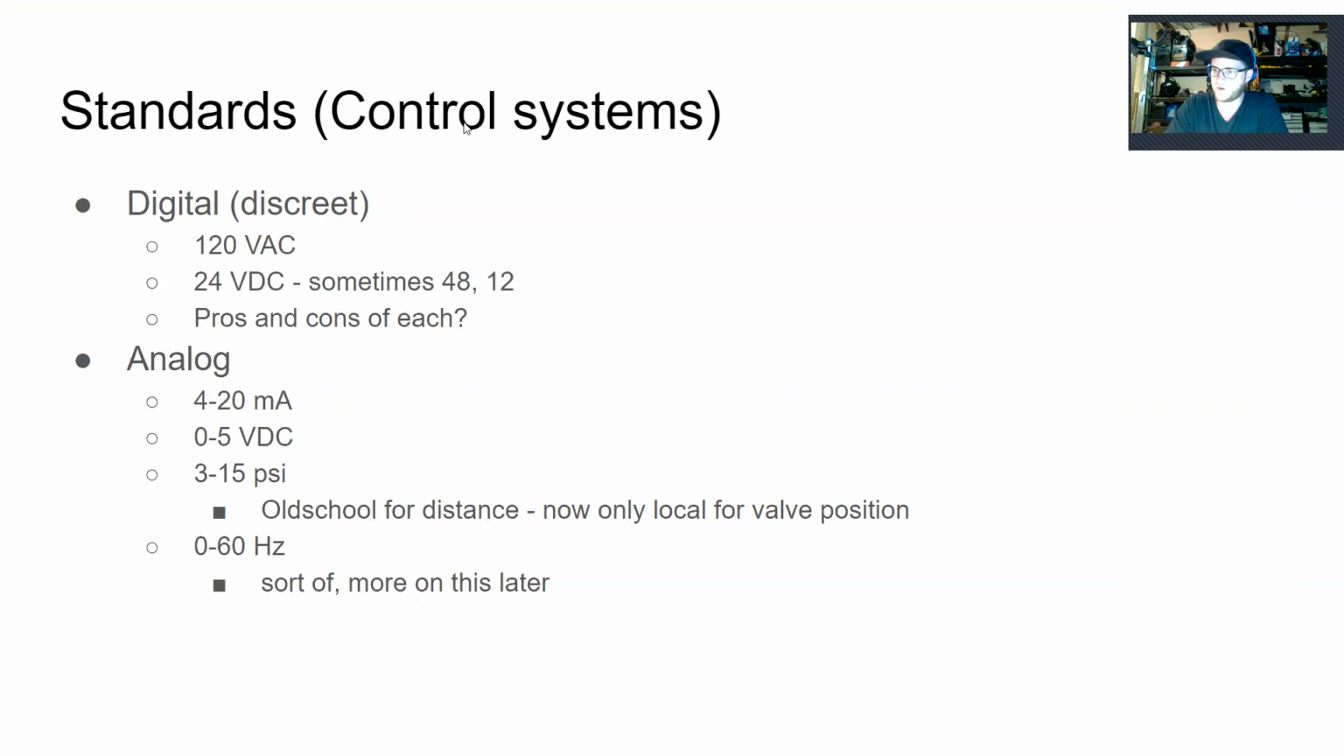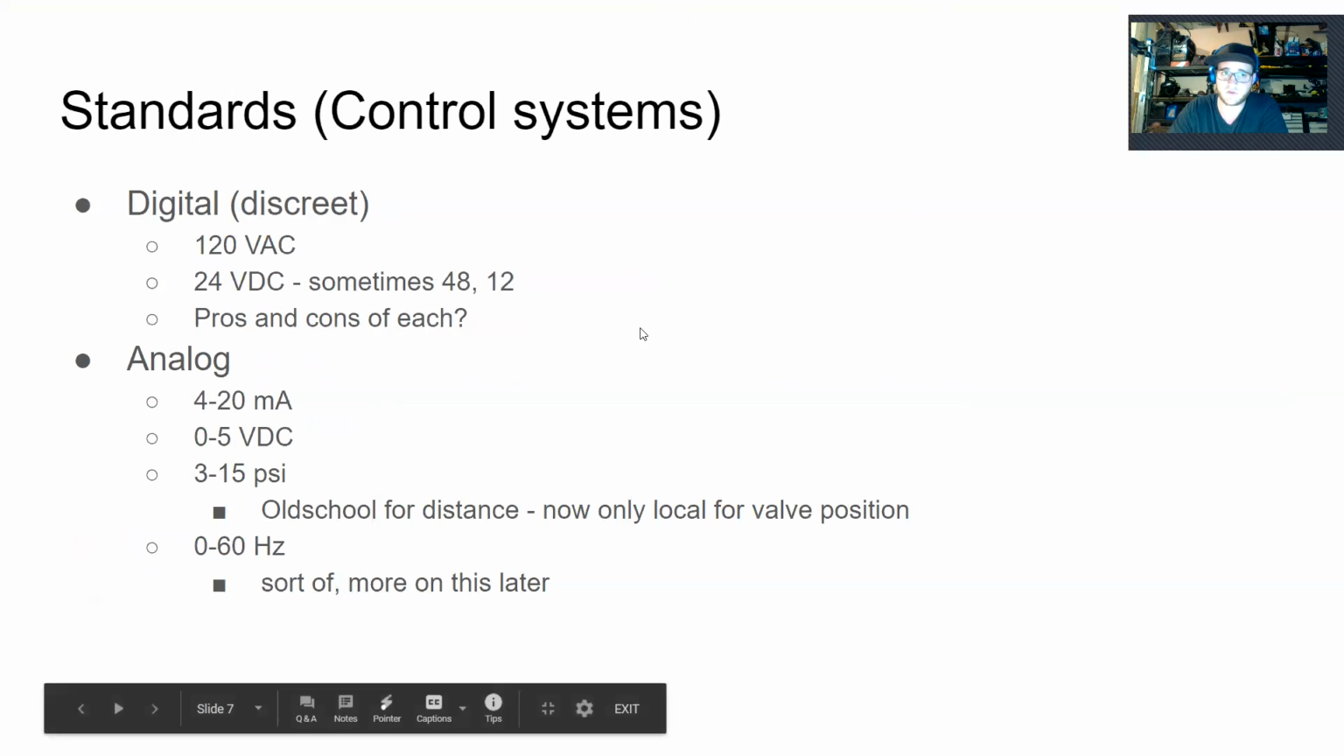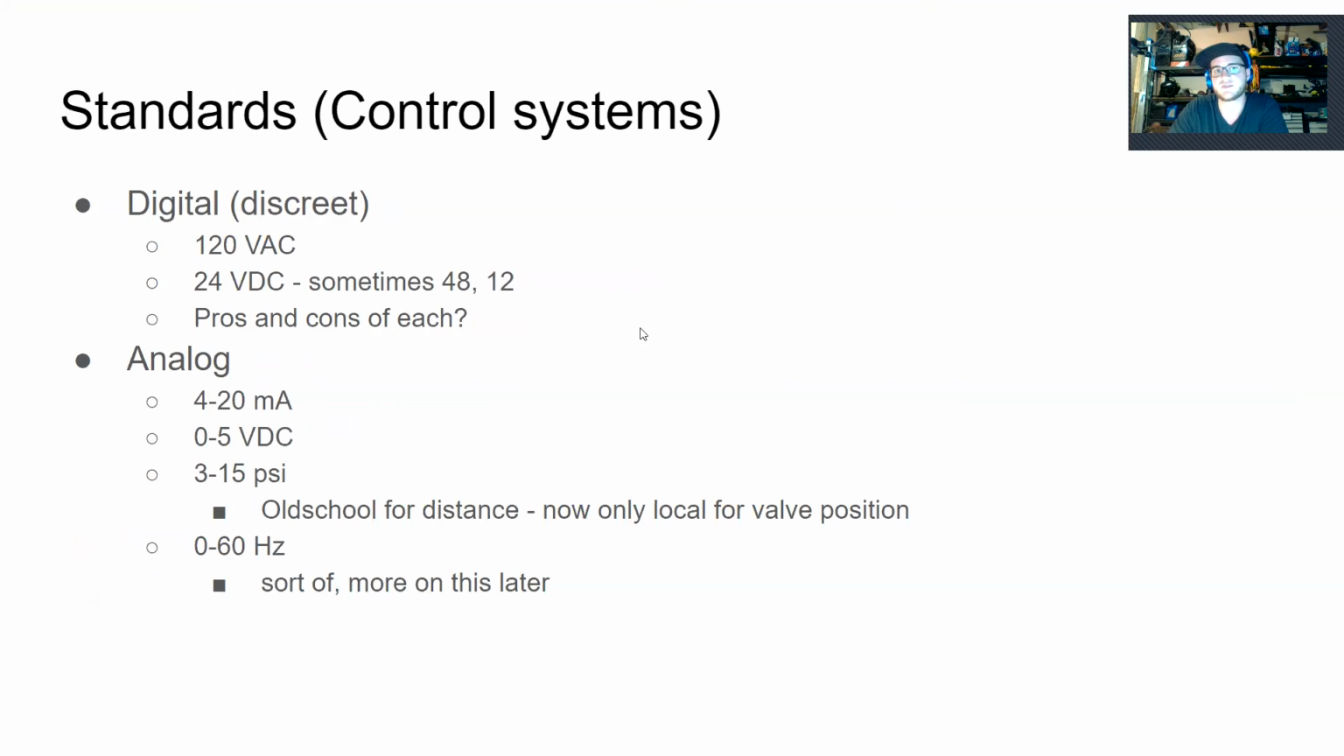So real quick, let's talk about the standard voltages or standard types of discrete and analog that you'll encounter in our control systems. So for digital or discrete inputs and outputs, you can have 120 volts AC, and then we're going to have 24 volts DC. Sometimes you'll see 48 volts or 12 volts, but usually it's 24. So what are some pros and cons of using 120 AC versus 24 volt DC?